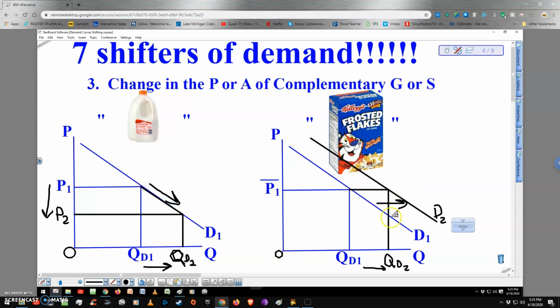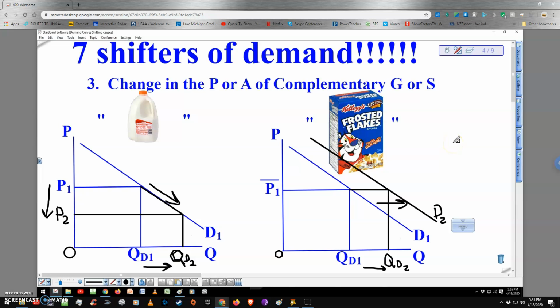This demand curve itself changed because we're not going to let price change. We're letting an alternative relationship, an alternative good or service, in this case, one that goes with, they go together. So guess what the QDs do? They go together. If one increases, so shall the other. Ladies and gentlemen, we have just looked at the 7 shifters of demand.